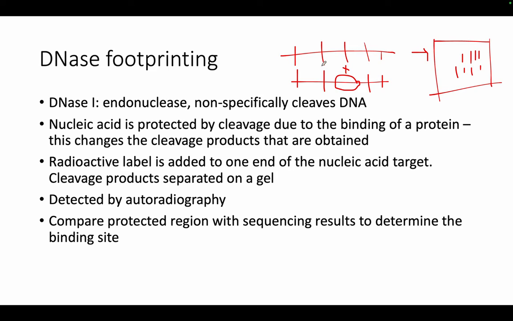How can we detect this? We can add a radioactive label, say over here. And now I'm just going to run all of these in the gel. So I'm going to get this set of cleavage products, and some combination of these. I'm going to run all of them in the gel, and I'm going to see which of these is missing. Again, because it's very sensitive, we can use autoradiography. And what we have to do is compare the protected region with the sequencing results, and so then we can determine the binding site.